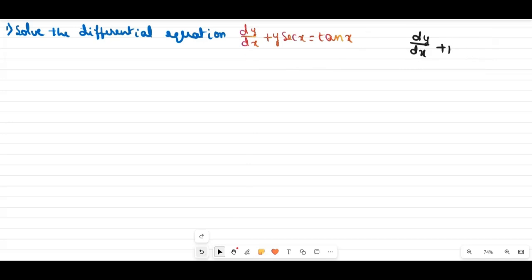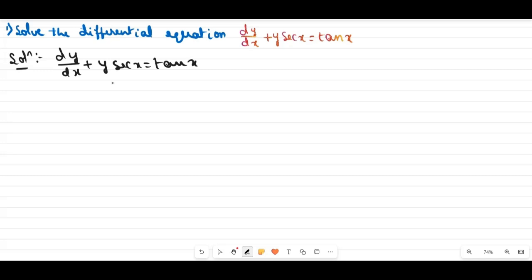This is a very simple problem actually. Easily you can score 5 marks. This is for 5 marks. Let us see how to solve this problem. So first let me write the question: dy by dx plus y into secant x is equal to tan x.